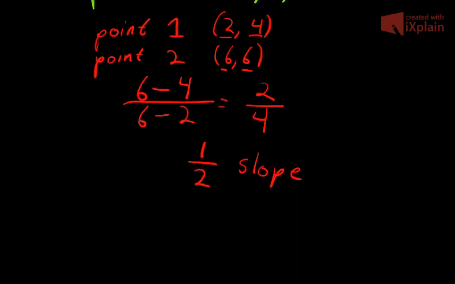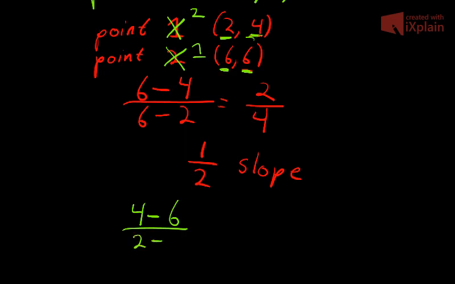So we are going to try this again with one small change. Instead of point 1 here, this is going to be point 2. Instead of point 2 there, this is going to be point 1. So now we're going to try this again. I have that y2 is going to be the 4. So I have 4 minus y1, which is the 6. So 4 minus 6 divided by x2, which is a 2, minus x1, which is a 6.